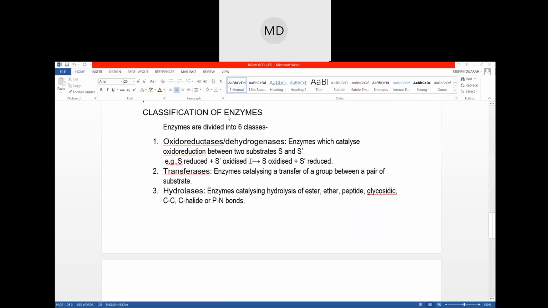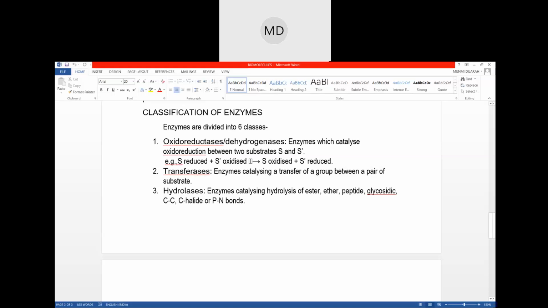And now these are the types of enzymes. Enzymes are divided into 6 classes. You have to memorize the names, no other way. First is oxidoreductase, also known as dehydrogenase. This enzyme helps to catalyze the reaction between two substrates. If there are two substrates, the reaction between both will be done by this class of enzyme, oxidoreductase, also known as dehydrogenase.